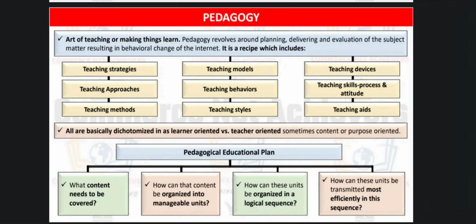Pedagogical education plan. What content needs to be covered? How can the content be organized into manageable units? How can these units be organized in a logical sequence? And how can these units be transmitted most efficiently in this sequence?